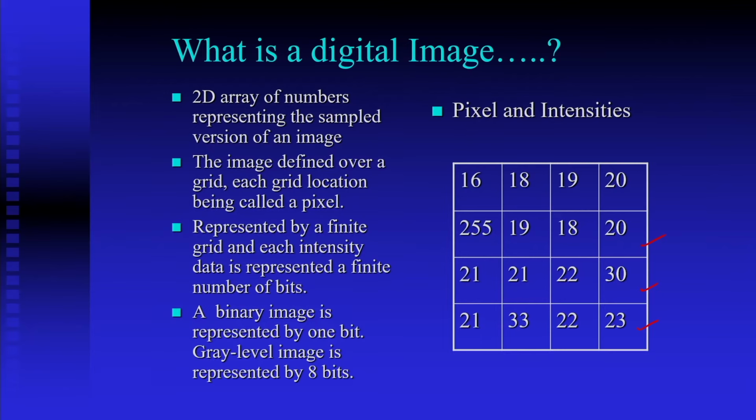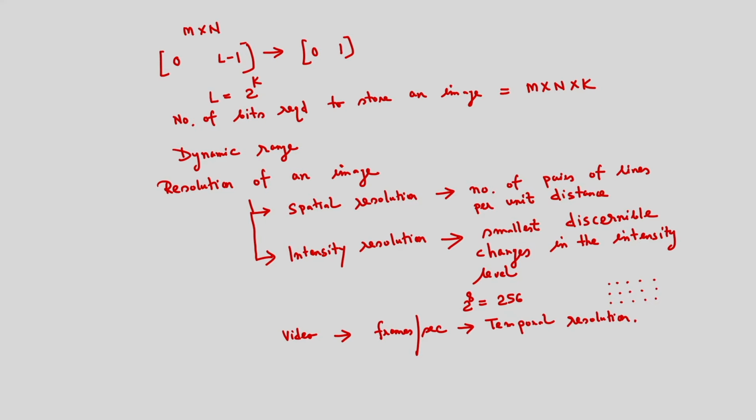So here I have shown the pixels and the intensities. This is the two-dimensional array of numbers, and here I have shown the pixel values 255, 18, 19. So these are the pixel values. And the binary image is represented by 1 bit. So that concept I can show you. Already I have defined the resolution of an image. One is spatial resolution, another one is intensity resolution.